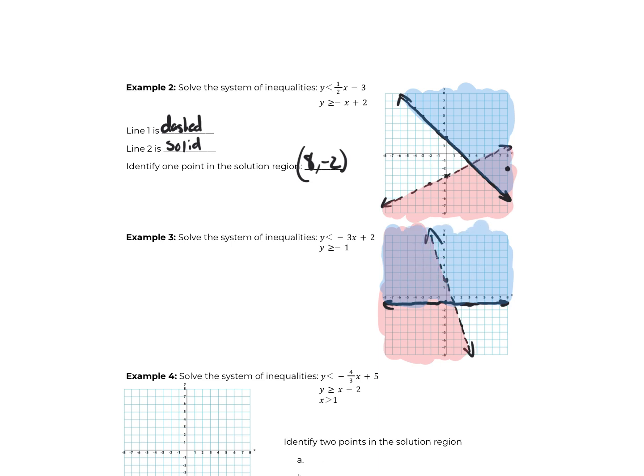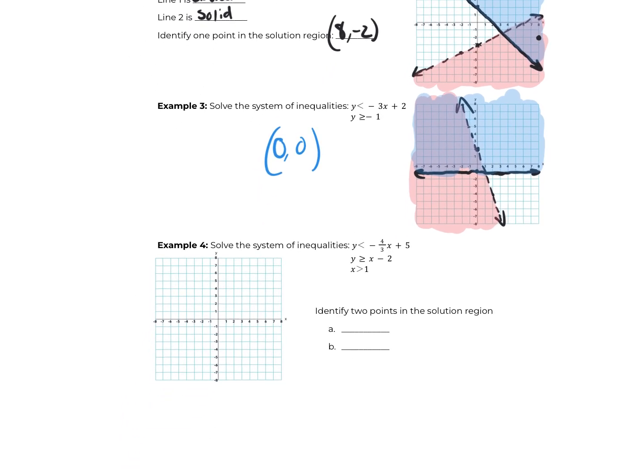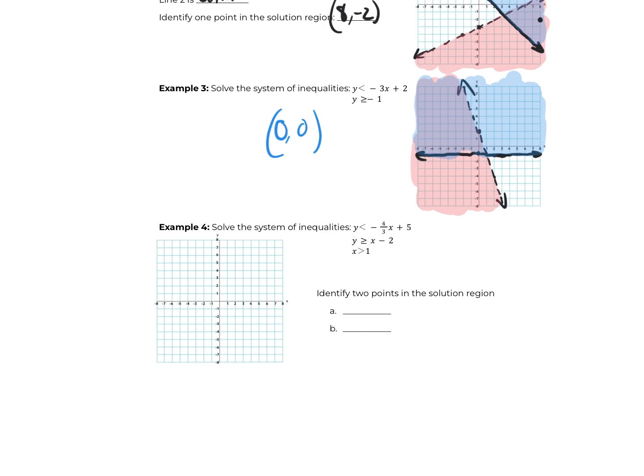And again, the overlap, that purple region, is where all my good solutions lie. So anything from that purple region would be a good solution, including (0, 0). So (0, 0) would be a good solution there. All right. Anything on the dashed line would not be a good solution. Anything on the solid line would. So you could do (0, -1), which is a good solution. (0, 2) is not a good solution because it's on the dashed line, so it doesn't work.